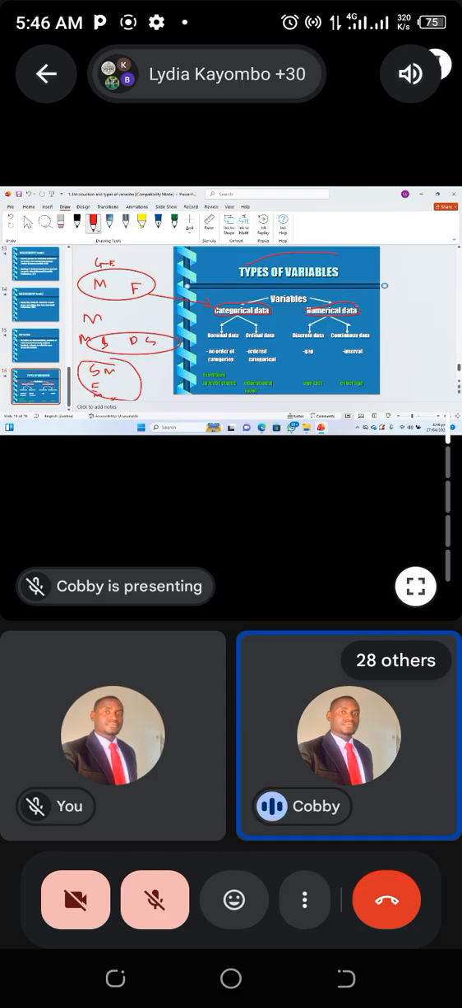On the other hand, we have numeric variables. These are variables that are in numbers. For example, we have BP, which can be in numbers. We have BP with systolic and diastolic, which can be maybe, how do you write? Is it 120?